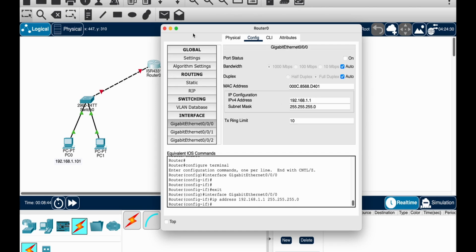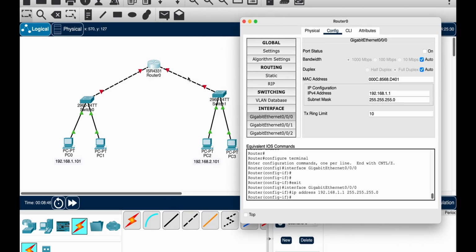192.168.1.1. Okay. Similarly, this other interface over here, which is 0/1, we are going to give it the IP address 192.168.2.1. Because this is the second local area network, we give it 192.168.2.1. So this router has 2 interfaces, one which is part of this LAN and the other part of this LAN, and the router will be able to communicate between these 2 devices.